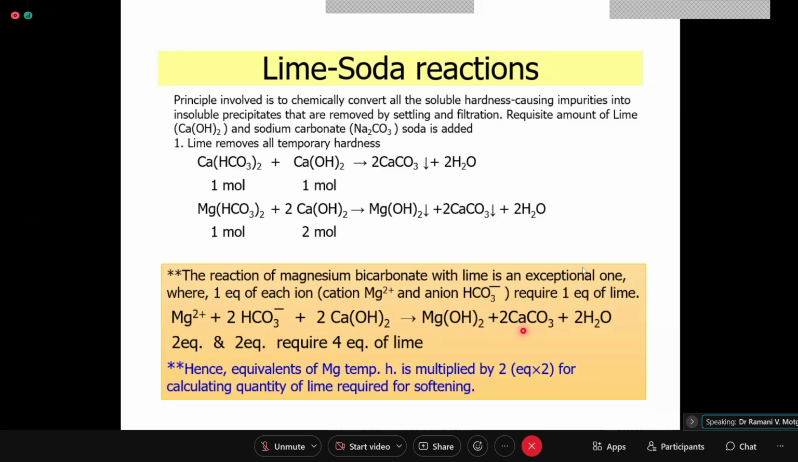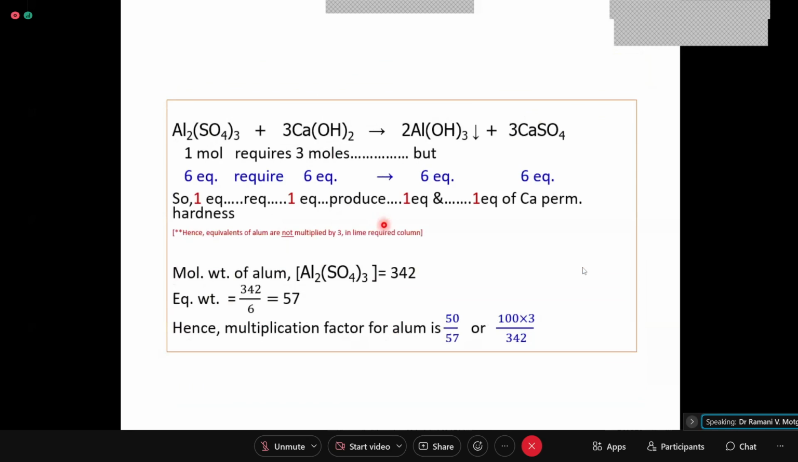So, what is the principle involved? We have seen that calcium temporary hardness is completely removed by lime, whereas magnesium permanent and temporary hardness also is removed, but it requires two equivalents of lime for its removal. Whereas alum, Al2(SO4)3, requires one equivalent, and the factor becomes 50 by 57. Okay.